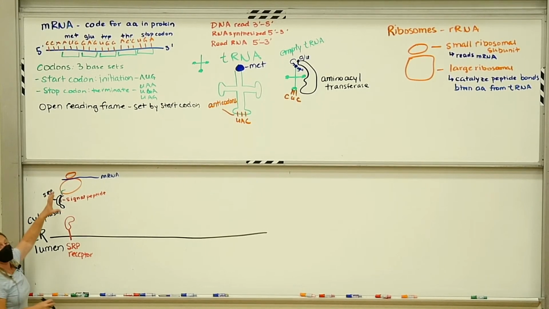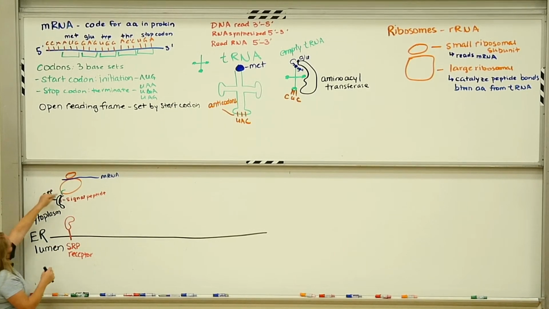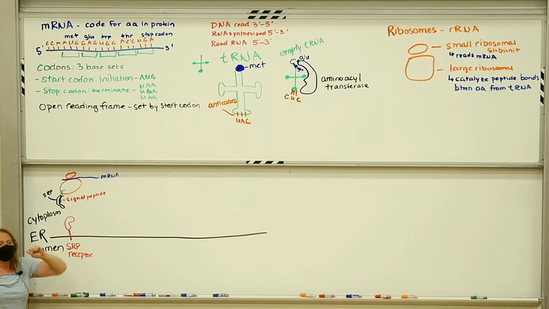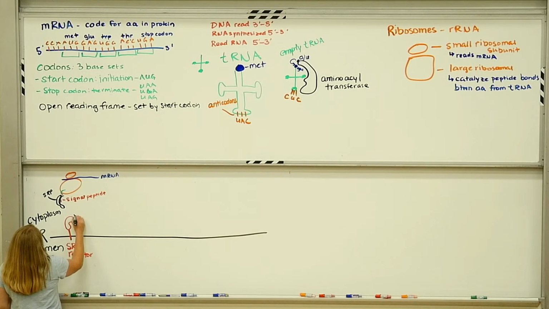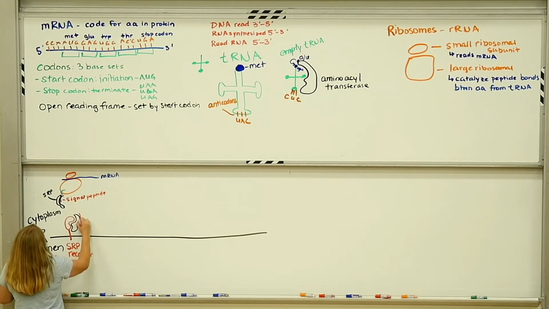So this is going to drag all of it. It's going to hold on to the signal peptide that's still attached to the protein being made by the ribosome. The small and large ribosomal subunits are connected, sandwiching that mRNA. So the whole thing will get dragged down to the endoplasmic reticulum, and your SRP will bind to the SRP receptor, holding on to the signal peptide.